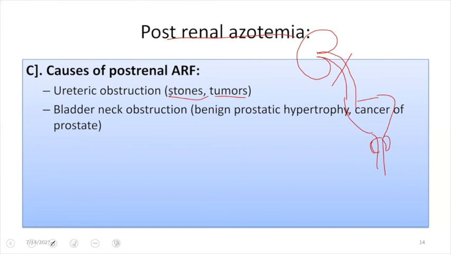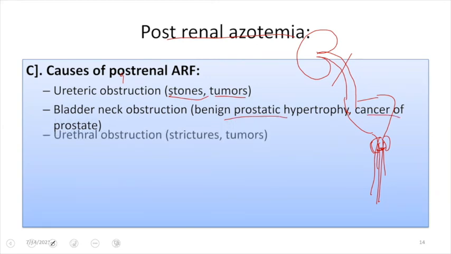As we know, there is presence of prostate gland, and obstruction at the neck of the urinary bladder will constrict the urethra, and that will manifest with postrenal azotemia as well. So it can happen due to BPH, it can be due to cancer of the prostate. So it is basically due to prostatic cause.